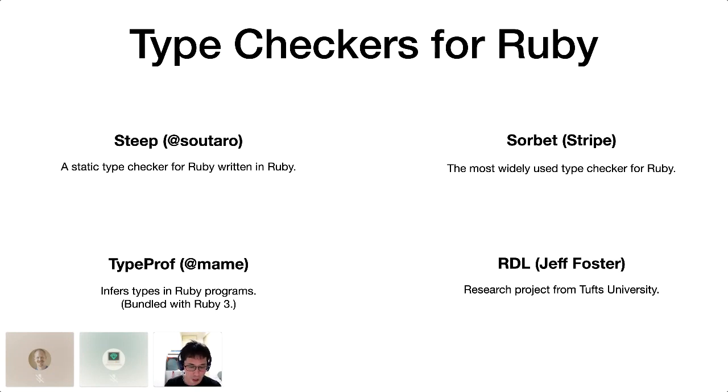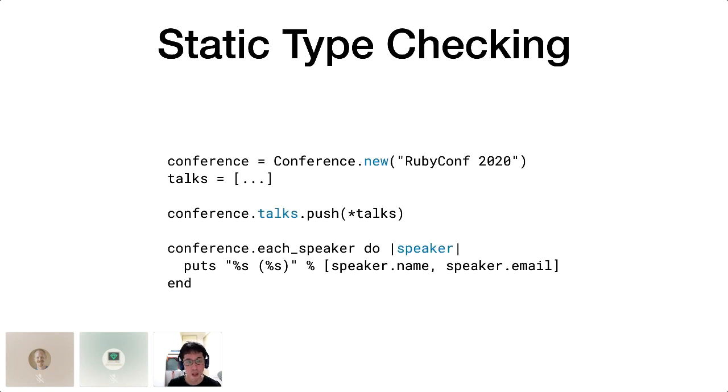I want to start to explain the idea of static type checking. This is an example Ruby program. It makes a Conference class object with the RubyConf2020 argument, and it pushes some talks to the talks attribute of the conference instance, and it calls the each_speaker method. This is a really small Ruby program. It looks very obvious, but we will have some questions about the program.